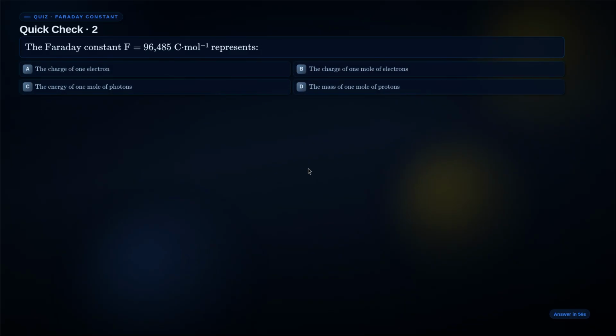Quiz 2. The Faraday constant F equals 96,485 coulombs per mole. What does it represent? Option A, the charge of 1 electron. Option B, the charge of 1 mole of electrons. Option C, the energy of 1 mole of photons. Option D, the mass of 1 mole of protons. The correct answer is B. F is the charge carried by 1 mole of electrons. It is Avogadro's number times the elementary charge.